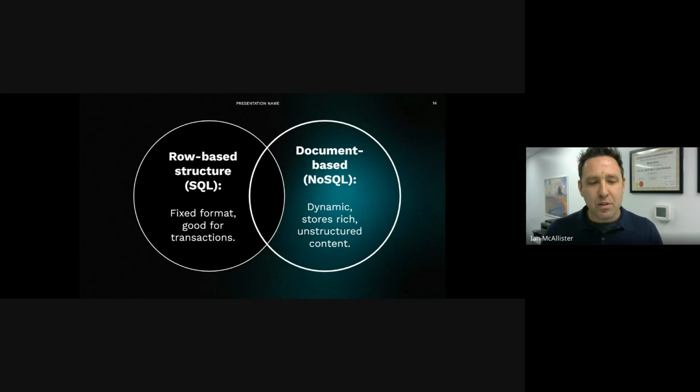In the overlap, you see how these two types of databases can complement each other. For example, an application may use a row-based system for financial transactions while relying on a document-based system for handling unstructured data like user profiles, content, or logs.